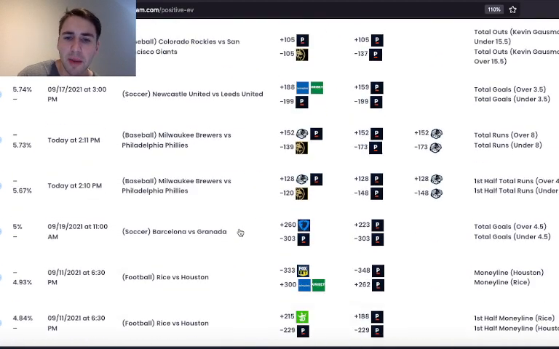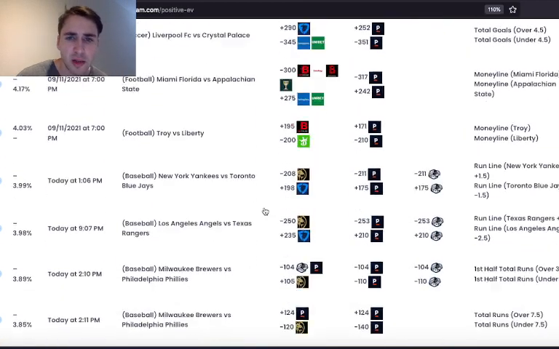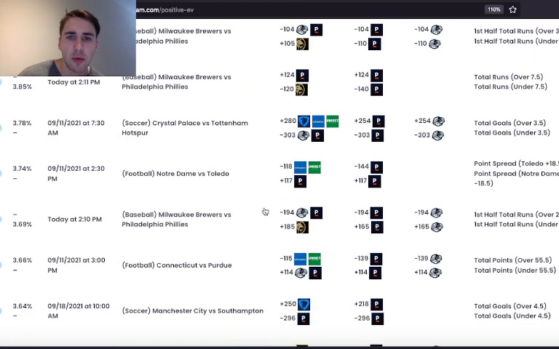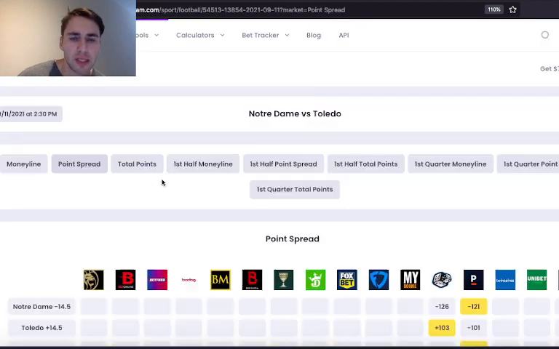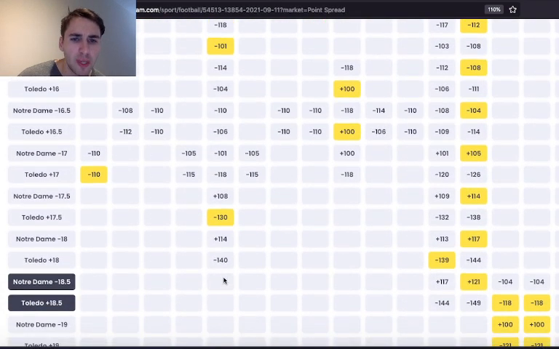So this is kind of how people use the OddsJam positive expected value page: they go through, they look for value in lines, bets that they want to place, and then they place those bets. So here we see Toledo versus Notre Dame. What we can do is click on this game. We can see where Bookmaker is. So we can see that Toledo is an arb to Pinnacle.